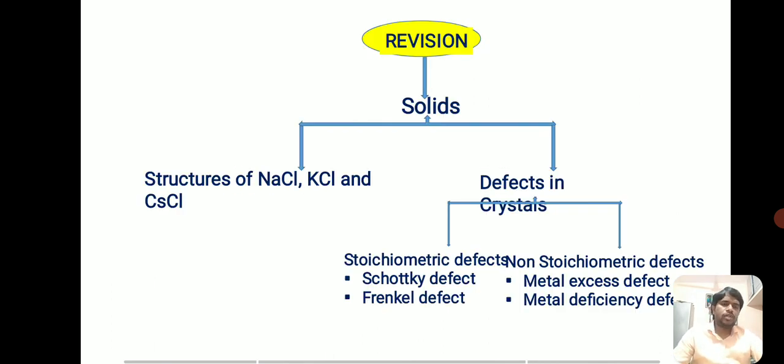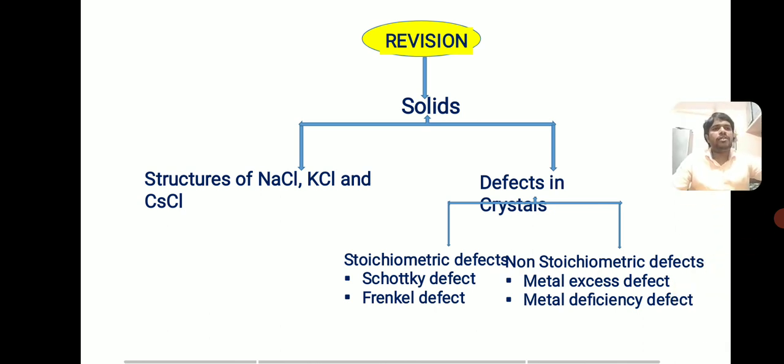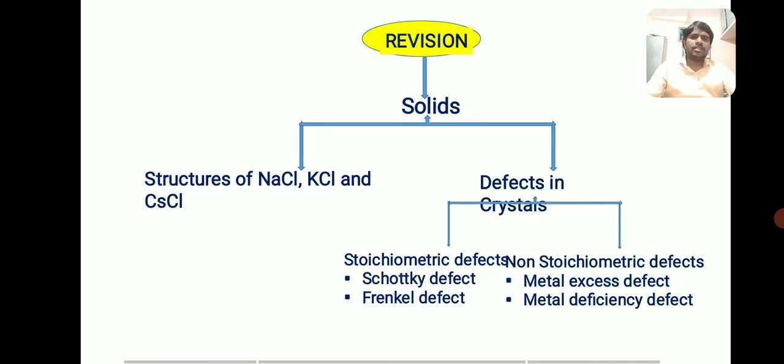So coming to the revision of this session, today we have discussed the structure of sodium chloride, potassium chloride and cesium chloride, and we have also discussed defects in crystals. In that we have discussed stoichiometric defects and non-stoichiometric defects. Under stoichiometric defects we have discussed Schottky defect and Frenkel defect. In non-stoichiometric defects we have discussed metal excess defect and metal deficiency defect.